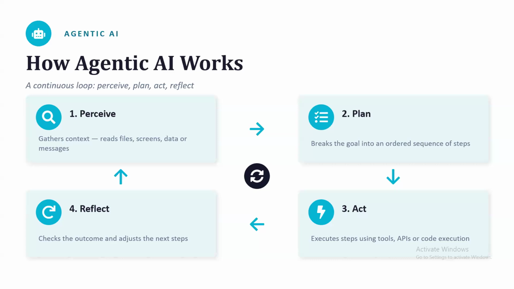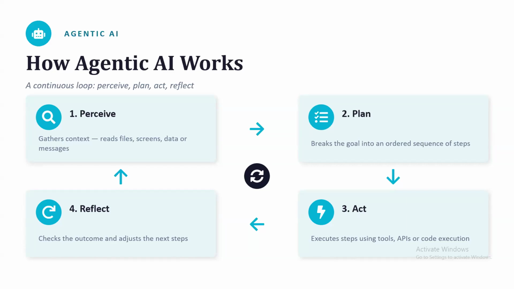So how will this work? It perceives, it plans, it acts and it reflects, in a continuous loop. The agentic AI will be in a continuous loop. It gathers the context, reads the files, screens, data, messages, and planning.